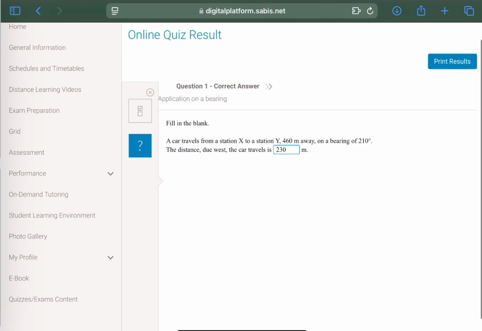So starting off with question 1, they're telling us that a car travels from a station X to a station Y, which is 460 meters away on a bearing of 210 degrees. In this question, they want us to find the distance due west. Alright, so we're going to start by drawing a graph.